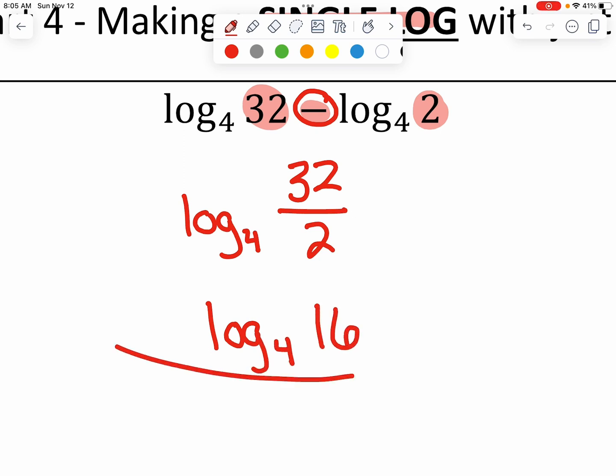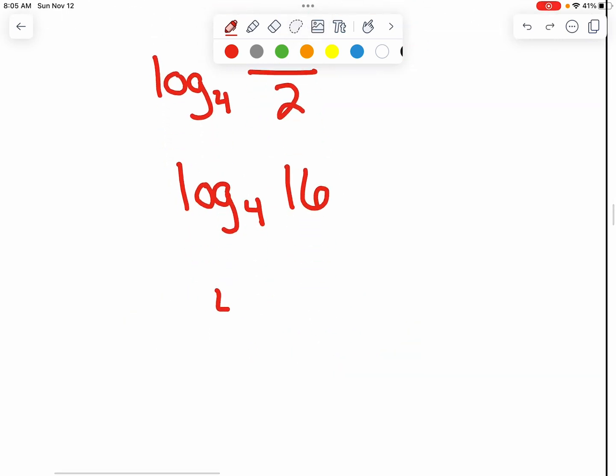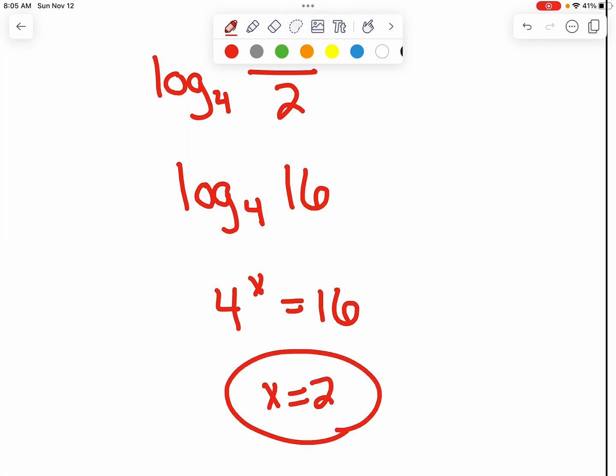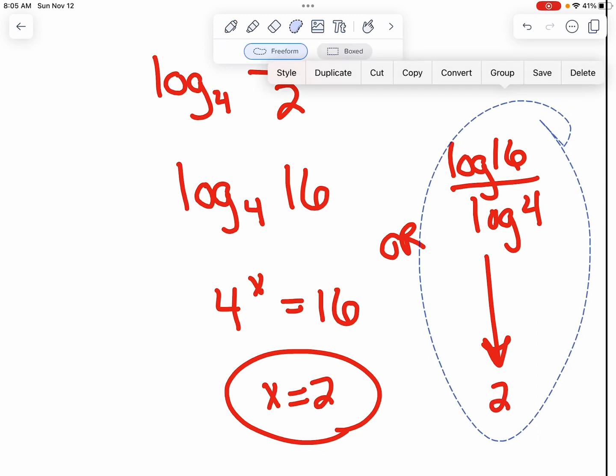Now I can evaluate this because it's like 4 to what power is 16? And I know that 4 to the second power is 16. Oh, sorry, that should be the second power. Now if you didn't like that, you could do log base 10 of 16 divided by log base 10 of 4, and sure enough, you would end up with a 2. I'll change that to a different color so you know that was a different option.